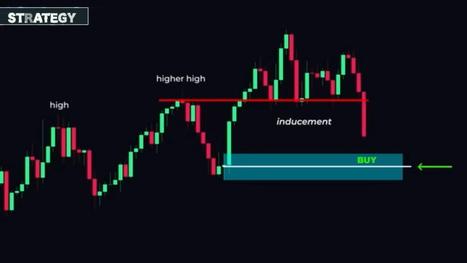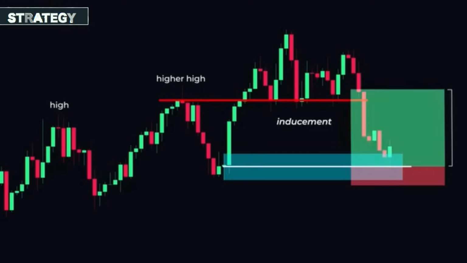As you can see, the price moved downward, broke the inducement level, and triggered our buy order at the order block. After the order is triggered, we place a stop loss just below the order block and set our take profit at 2 to 3 times the size of the stop loss. You could also target the inducement zone as your take profit. As you can see, this trade turned out to be profitable.